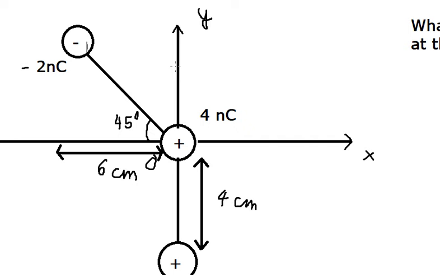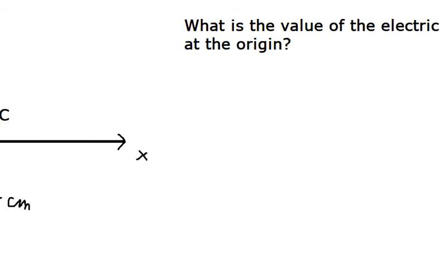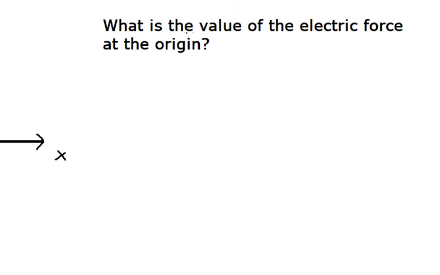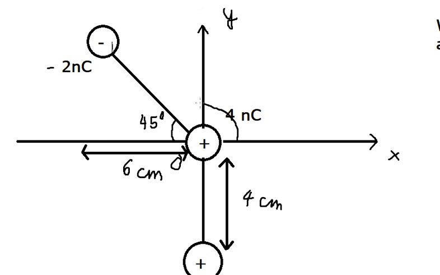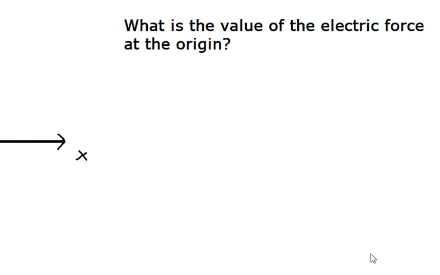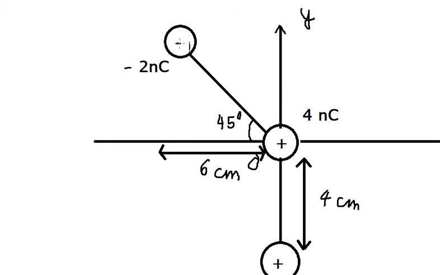We have the diagram in here and we have three units. We have two positive charges and one negative charge. So the first question they want to ask, what is the value of the electric force at the origin? So we need to find the force at the origin in here. So we need to find the distance between the negative charge and the positive charge.